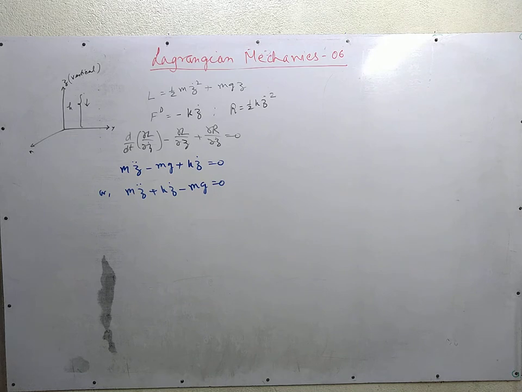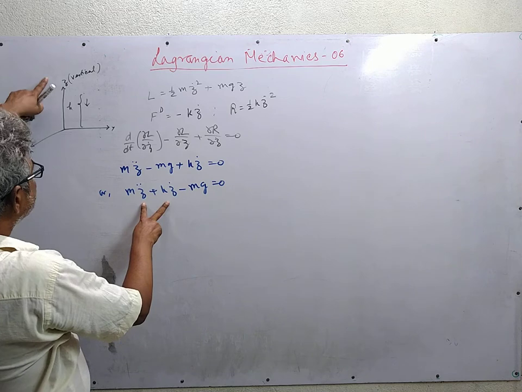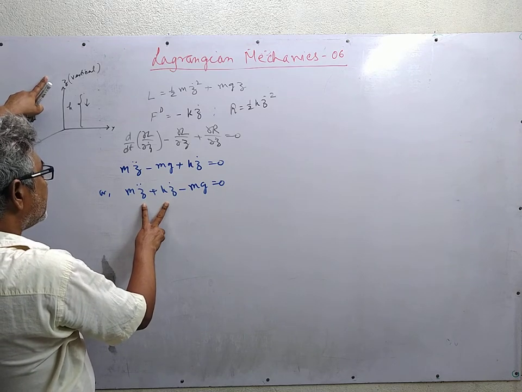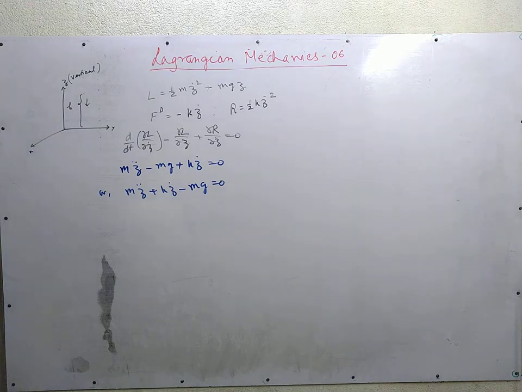Here you note that the gravitational force acts downward while we have chosen the z-axis to be directed vertically upward. This is the equation of motion, and one can integrate this to get the value of z dot in terms of z and time. So this is the Lagrange's equation when applied to a holonomic non-conservative system.